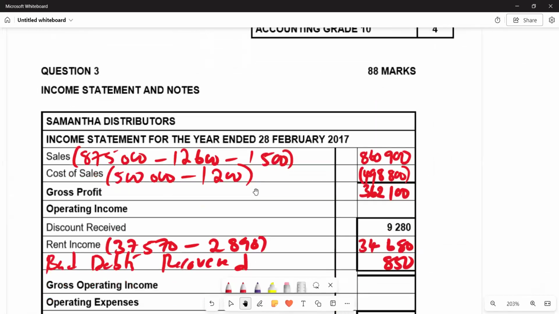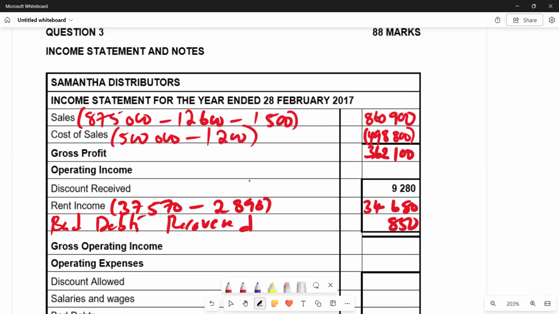So here we are saying we have finished the section of other income, operating income. So we are saying 850 plus 34,780 plus 9,280. The figure that you're going to get there is 44,810. And this figure we are going to add to our gross profit. So we're going to say gross profit plus operating income, and then we are going to get your gross operating income. So if you add the two, the total that you're supposed to get here is 406,910.